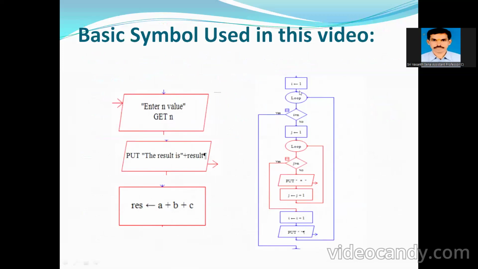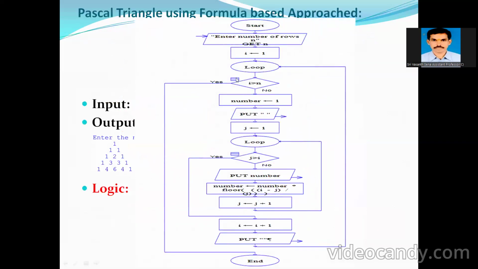The basic symbols used in this video include input/output and processing symbols. I am using an outer for loop and an inner for loop. The outer for loop represents the rows, and the inner for loop represents the columns. This is my formula based Pascal triangle flowchart.